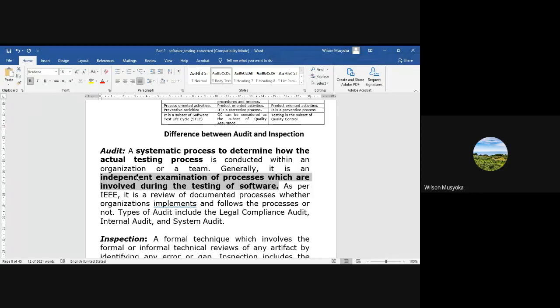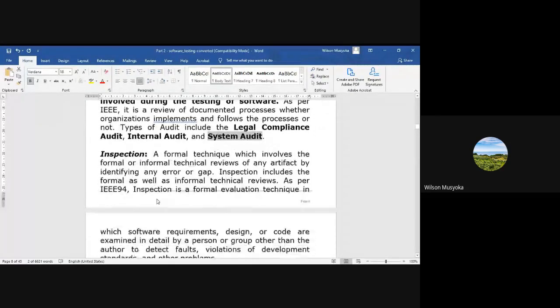And this audit process can include what we are calling legal compliance. We can also talk of an internal audit and also a system audit. So you want to see if you are complying with the legal provisions which have been given. You also want to make sure that internally all your processes are working as expected, and you also want to ensure that the system which you are going to use to test your software is also according to the standards. So that is what we mean by an audit.